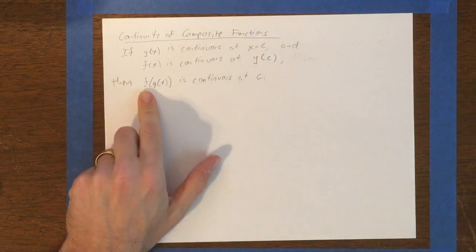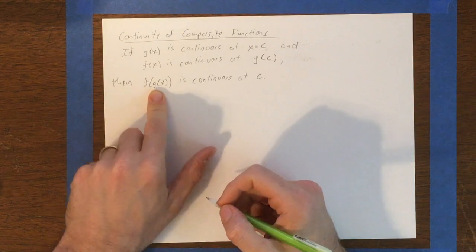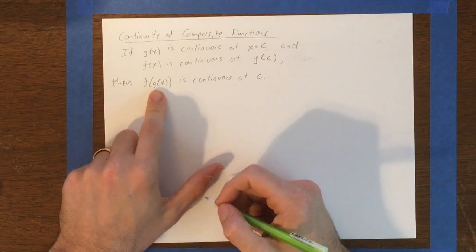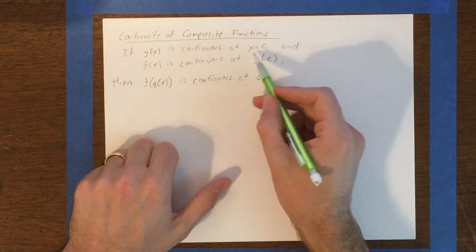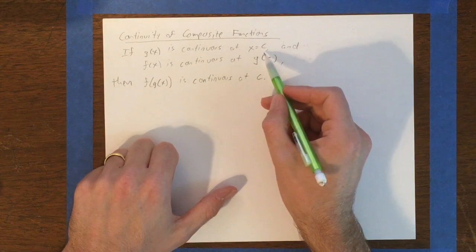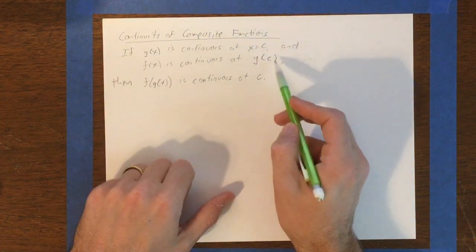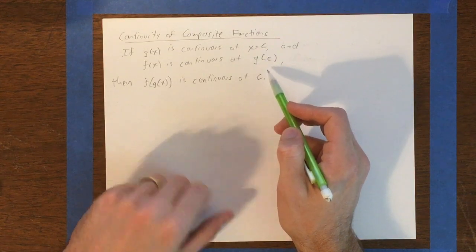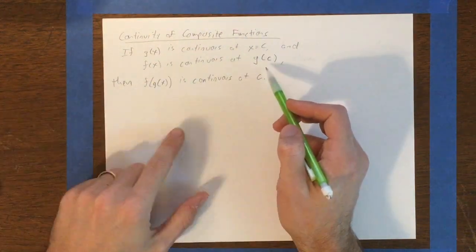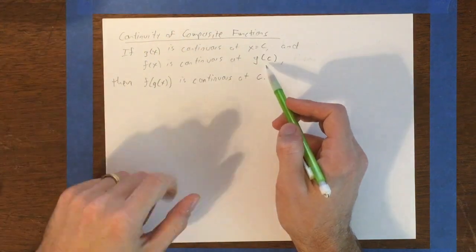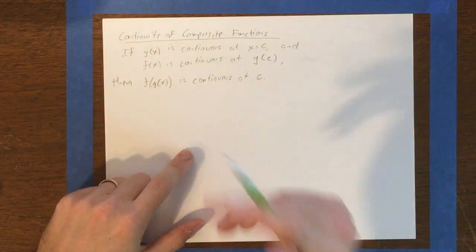If we're going to be making a composition f of g of x, if the inner function g of x is continuous at some number c, and then if f of x is continuous at not c, but g of c, the output that g will be giving, the one that will become the input for f, then that composition will be continuous at c as well.